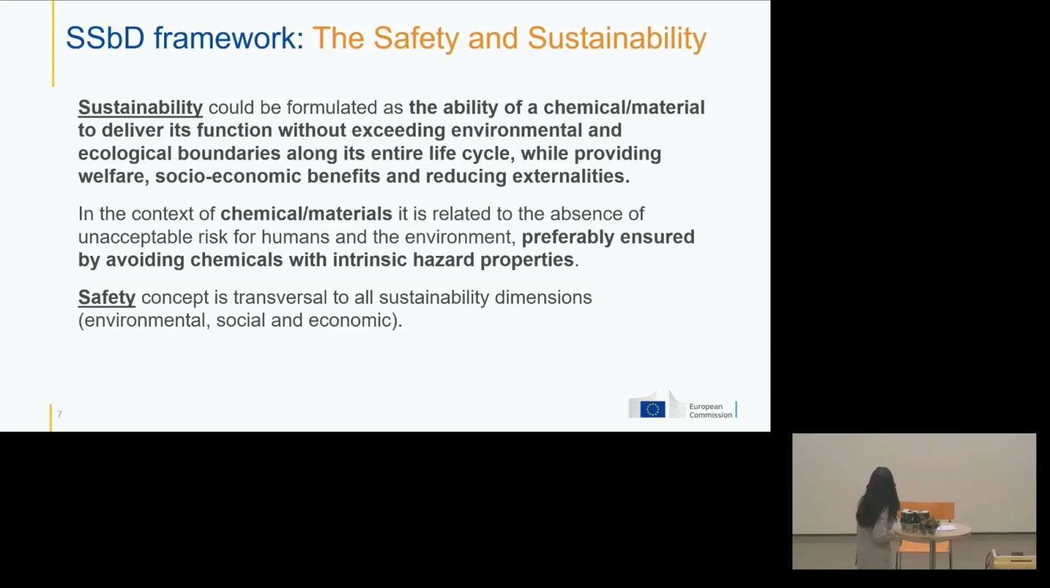Quite long. And safety in the context of chemicals and materials is related to the absence of unacceptable risk for human health and environment. Safety is a concept that is transversal to the sustainability dimensions. It's somehow considered in the environmental, social, and economic dimensions, but in the area of chemicals, it goes beyond that, and that's the reason why it deserves its own dimension as well.